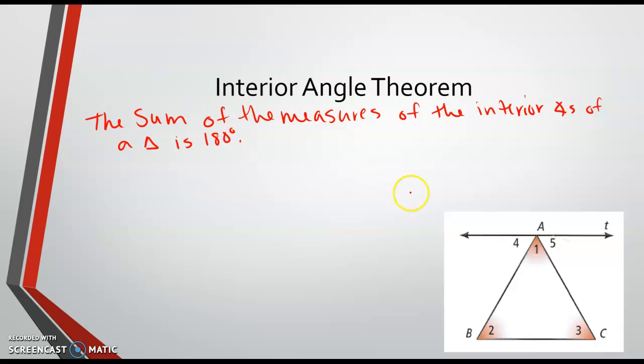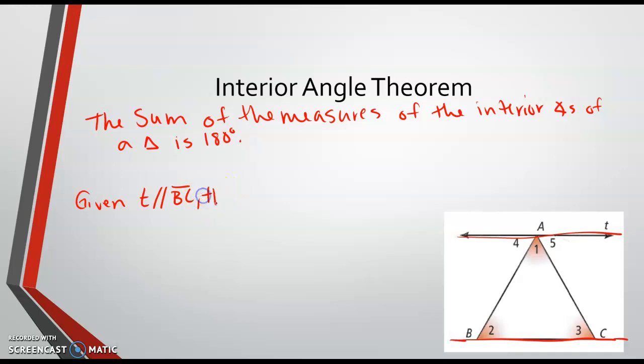All right, so why? Why is that? How do I know that these angles 1, 2, and 3 add up to 180 degrees? So let's use what we learned in the last lesson. I'm going to tell you that line T is parallel to BC. I extended this so that you can see those parallel lines, and it's easier to see all the angles.